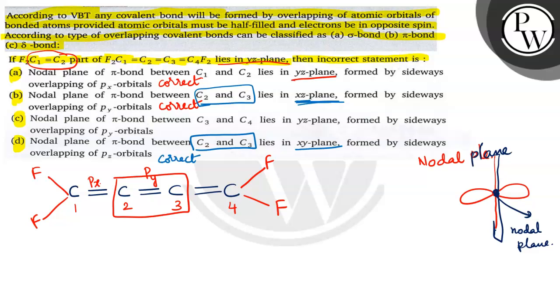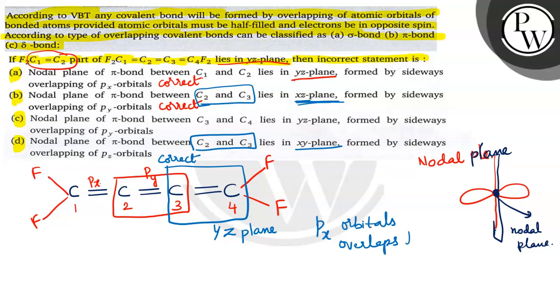हमें क्या find out करना है? Incorrect statement. The nodal plane of pi bond between C3 and C4, ये देखो C3 and C4 lies in YZ. If it is in YZ plane, the other one means X, px should form the pi bond. So px orbital overlaps laterally or sideways to form pi bond, and that nodal plane existed like that. So क्या होना चाहिए? YZ plane में px orbitals pi bond होना चाहिए.